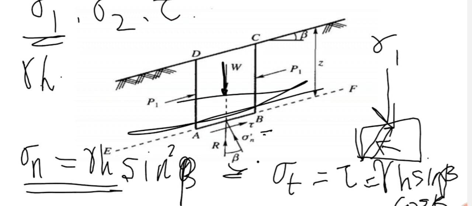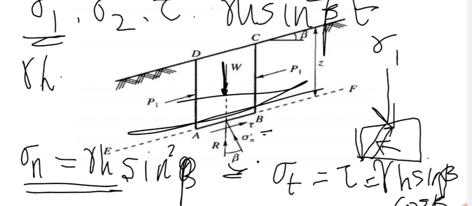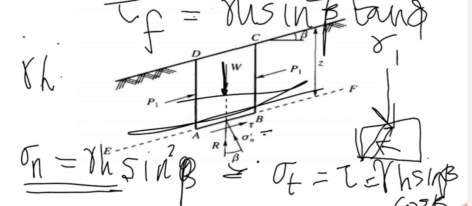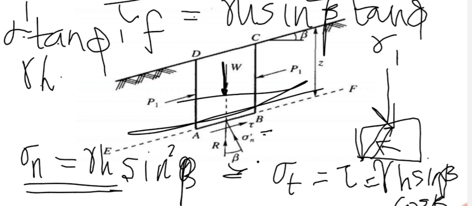Now tau for this sigma n will be gamma h sin square beta tan phi. As per the Mohr-Coulomb criterion, failure happens if the shear stress exceeds the shear strength, gamma h sin square beta tan phi, and C is 0 here. We have tau f as sigma dash tan phi dash. Sigma dash is sigma minus u. Suppose there is no pore water pressure, considering the case where there is no pore water pressure.